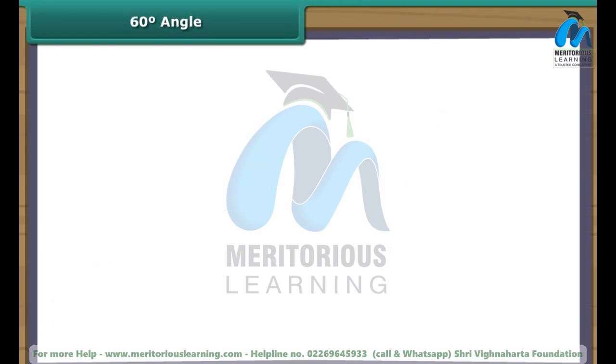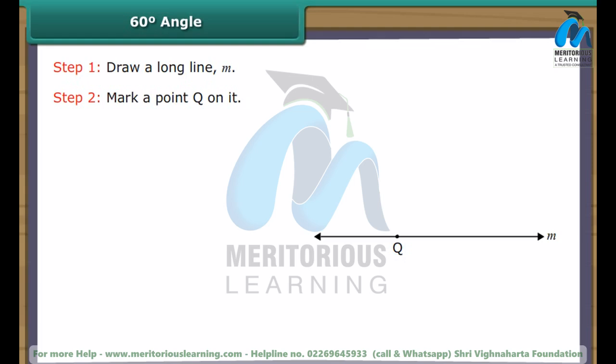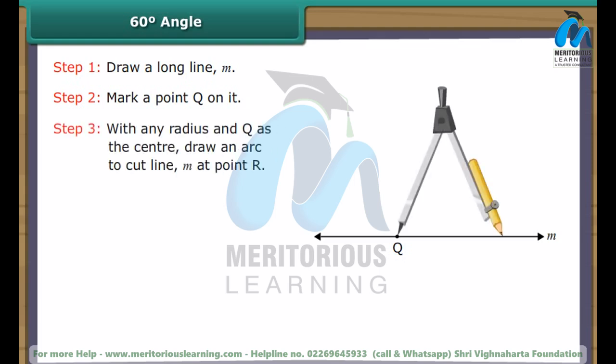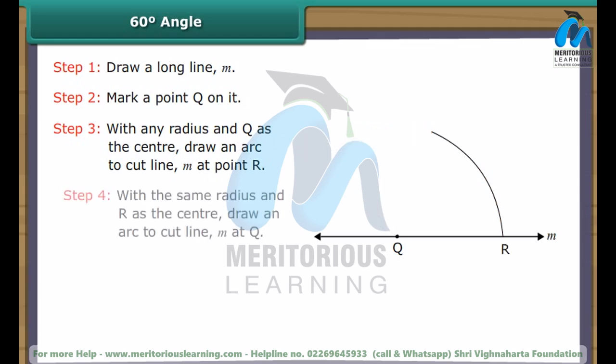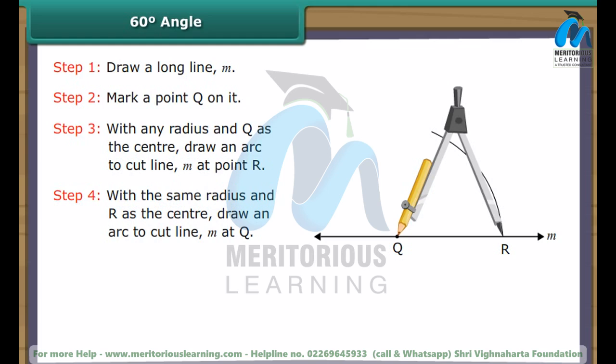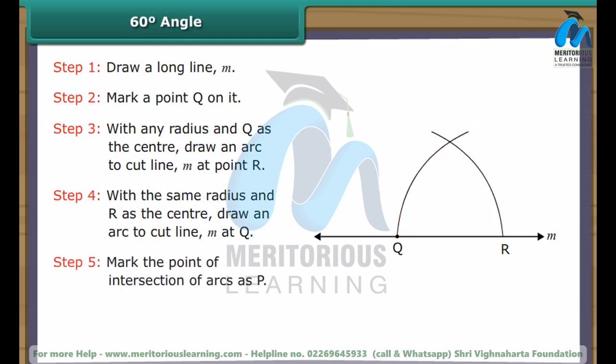Construction of 60-degree angle. Draw a long line M. Mark a point Q on it. With any radius and Q as the center, draw an arc to cut line M at point R. With the same radius and R as the center, draw an arc to cut line M at Q. Mark the point of intersection of arcs as P. Join P to Q. Angle PQR is formed.